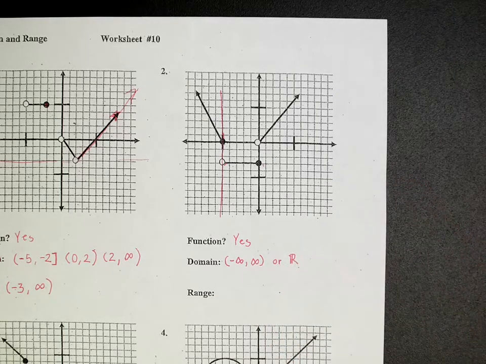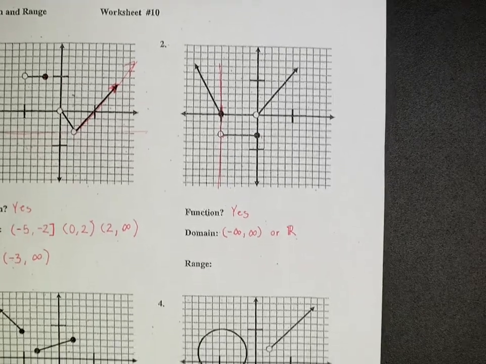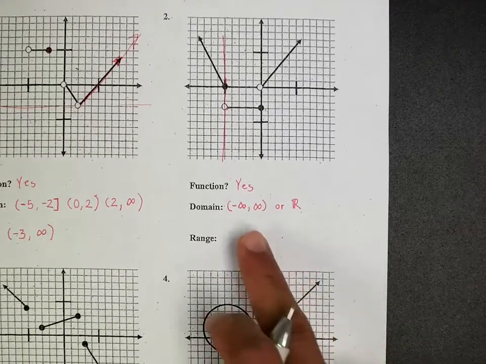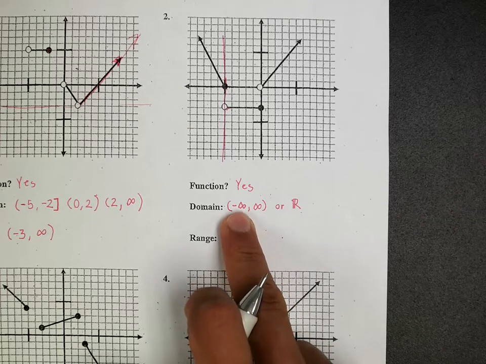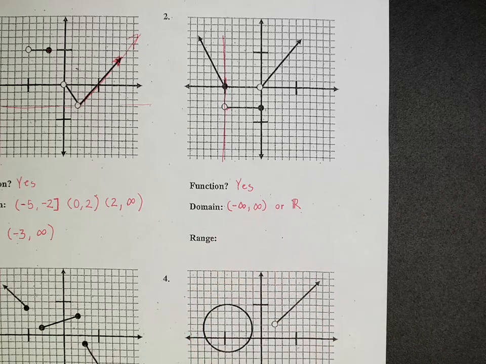So you can either write this R, which represents basically every number except for the imaginaries, or you can write this in set notation, which is between negative and positive infinity.